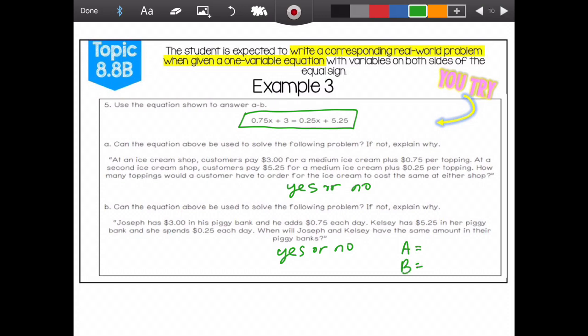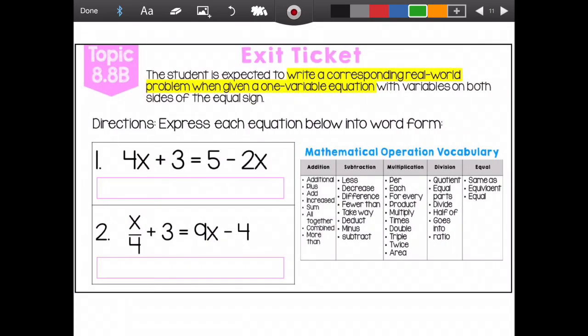All right? Good luck. One thing I do want to show you is your exit ticket for today. So again, just like on Tuesday, similar, just write these equations into words. I also added this word bank, and unlike Tuesday, I did put a text box here, guys. So just go ahead and type your answer, and you should be good to go.